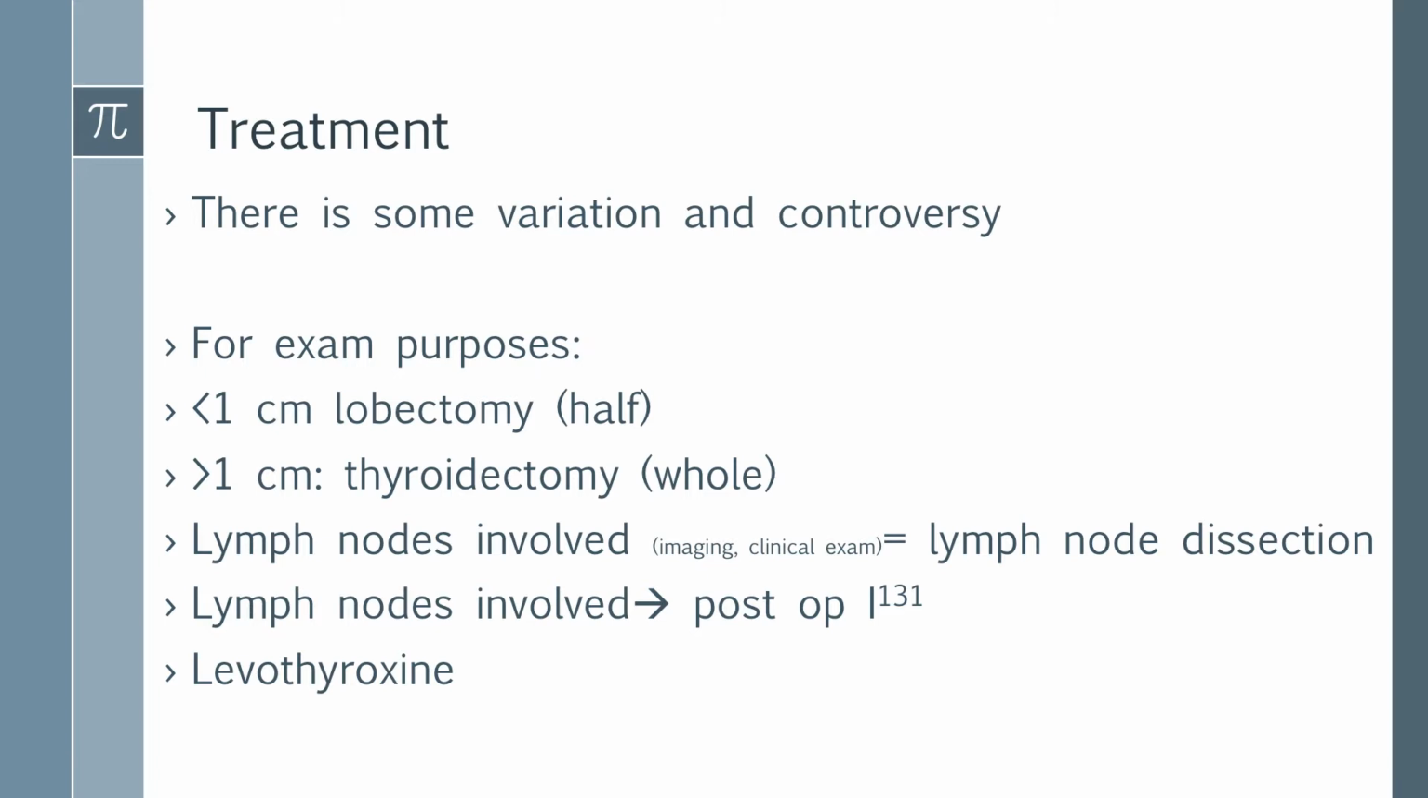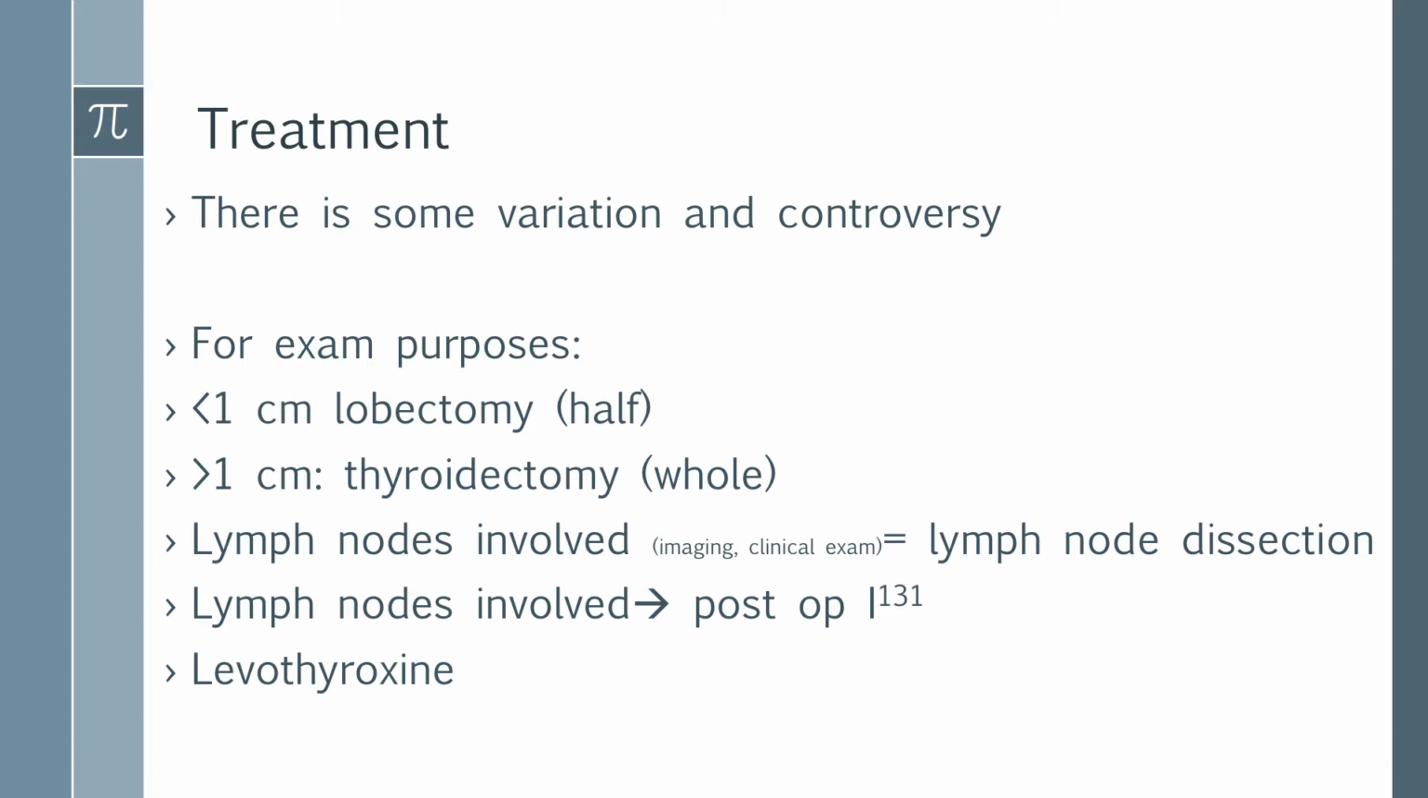If your lymph nodes are involved, so for example, in your imaging you see a metastasis to your lymph node, or on your physical exam you feel the lymph nodes, then you do a lymph node dissection. So on the same side that the cancer is involved. You don't do both sides, you do one side. So you do the lymph node dissection on top of taking out the thyroid.